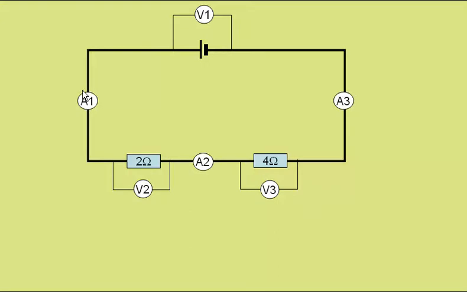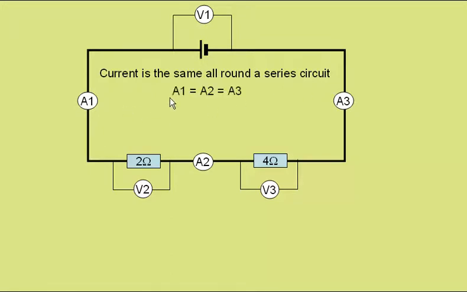All the charges that pass through ammeter 1 must pass through here, and here, and here, and here. So, current, the rate of flow of charge, must be the same all the way around a series circuit. I can therefore say that the reading on ammeter 1 will be the same as the reading on ammeter 2, and also the same as the reading on ammeter 3.